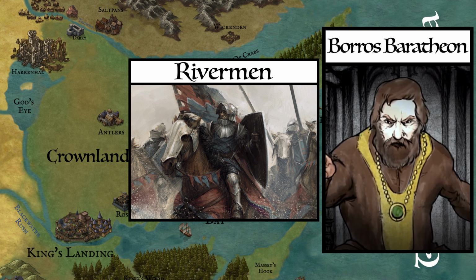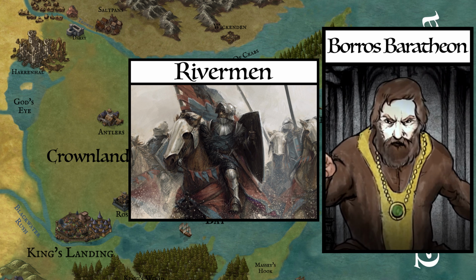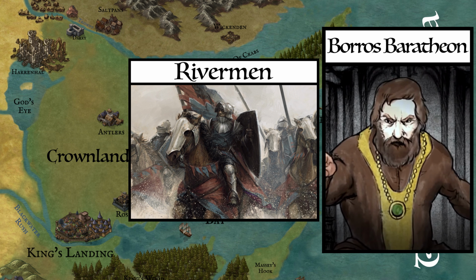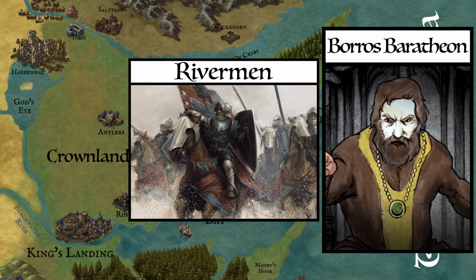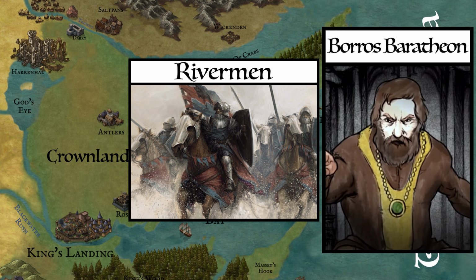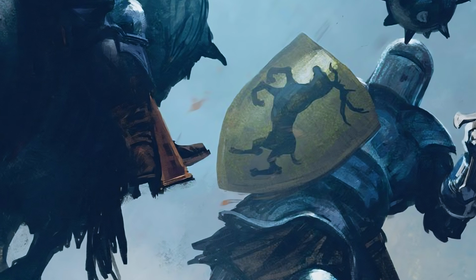The two hosts met upon the King's Road, two days' march from King's Landing, where the road ran between a wooded stretch and a low hill. Days of rain had turned the ground to a thick mud beneath their feet. Disdainful of the boy and woman said to lead the Rivermen, Lord Boros Baratheon advanced with confidence and led the charge himself as dusk began to fall.